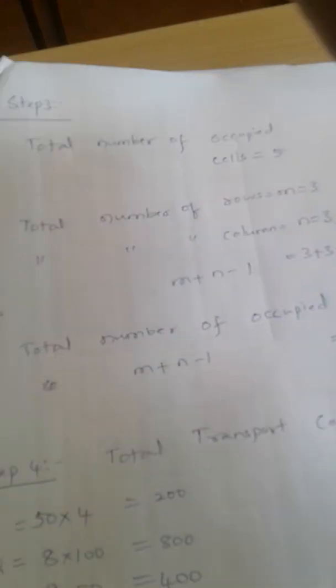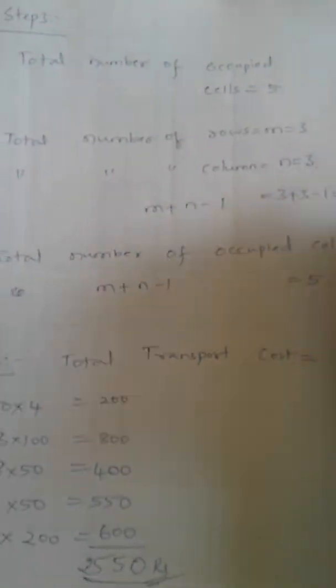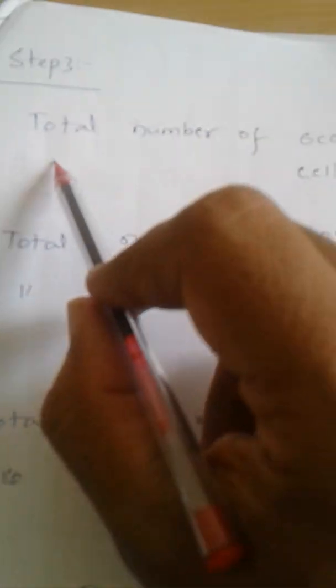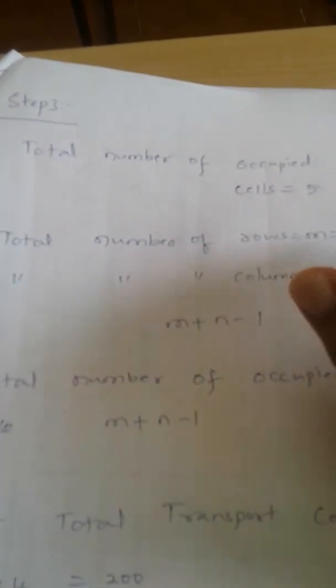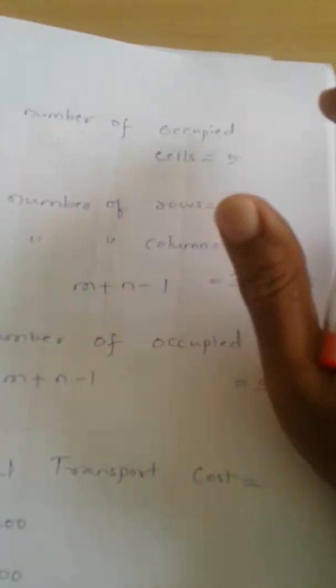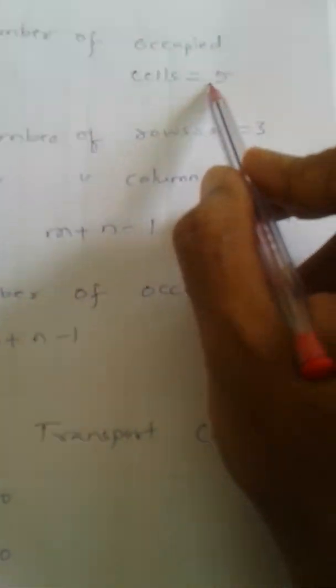Okay, now next task is we have to calculate the transportation cost. For that we have to first complete step 3. Step 3, if you have to see, this is a compulsory step, you have to do it. Okay, we'll understand why this step is important once we go ahead. Okay, for now you are supposed to complete only this particular step. Now total number of occupied cells is equal to 5. Now how did we get this? Total number of occupied cells is equal to 5.